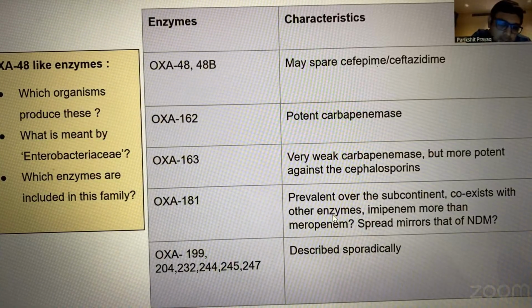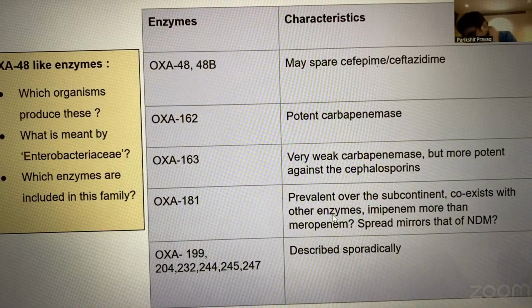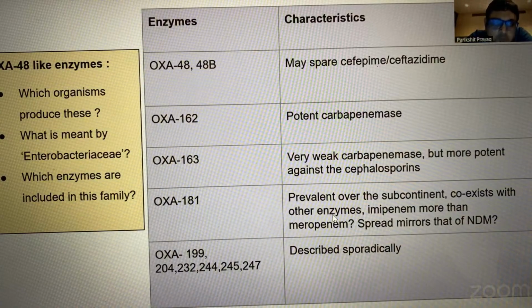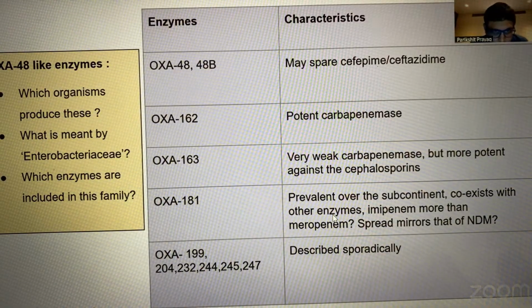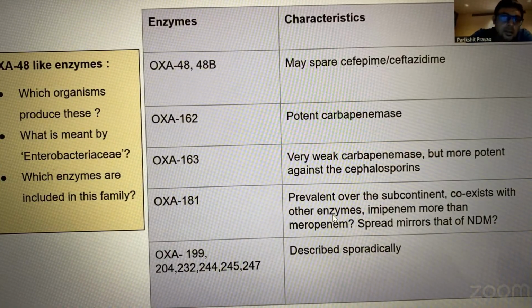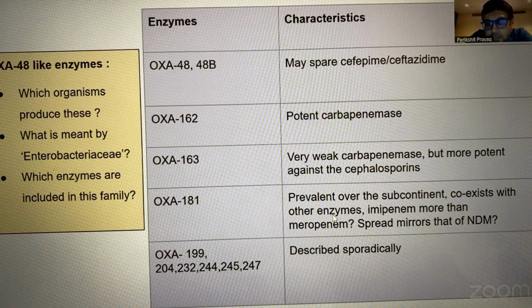What do you mean by Enterobacteriaceae? These are our fermenters. So E. coli, Klebsiella, Citrobacter, Enterobacter. Especially E. coli and Klebsiella are pretty heavy producers of OXA48 in our settings. Now if you look at these OXA48-like enzymes, as I said, there are various variants or subtypes here. If you look at the pure OXA48, then it may be able to spare ceftazidime, which is fine. But some of the other ones, for example OXA162 and OXA181, even OXA232, are particular subtypes which are quite notorious for very potent hydrolysis of carbapenem. Whereas OXA163 is a very weak carbapenemase.